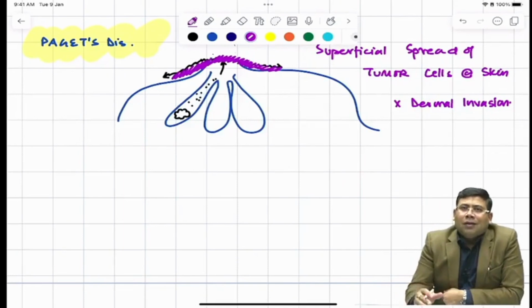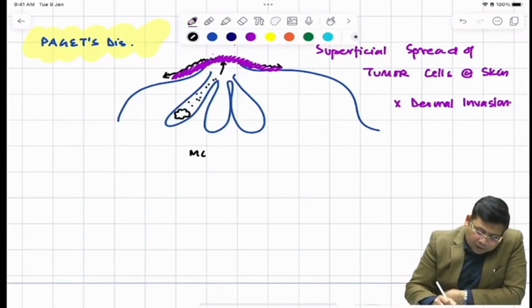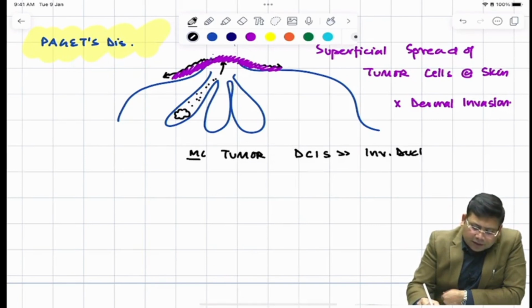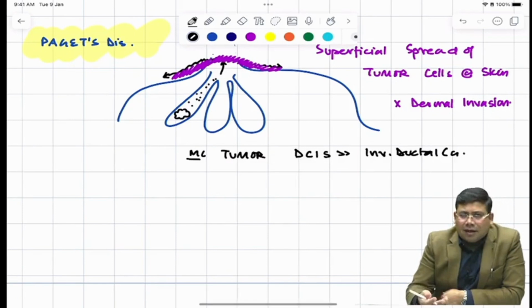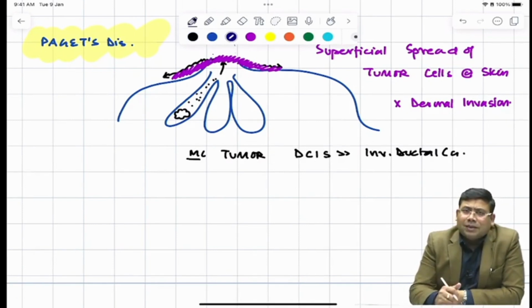So that will be a T4B. It's a skin invasion now. Most common tumor associated with this, answer is it is associated with DCIS more frequently than what, students? Invasive ductal cancers. However, it is ductal cancer, ductal origin tumors which cause Paget's disease.